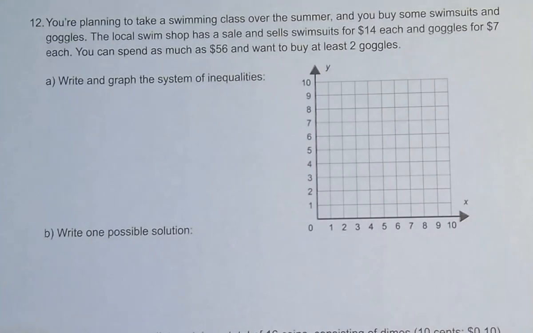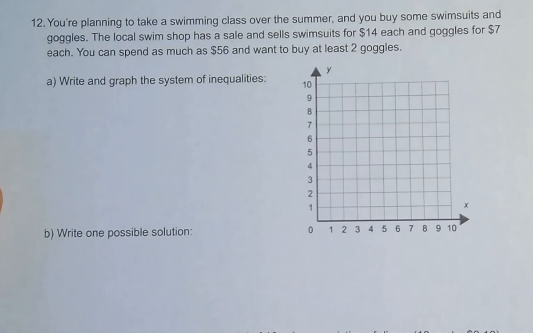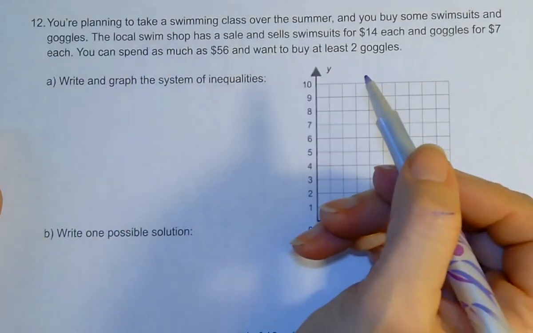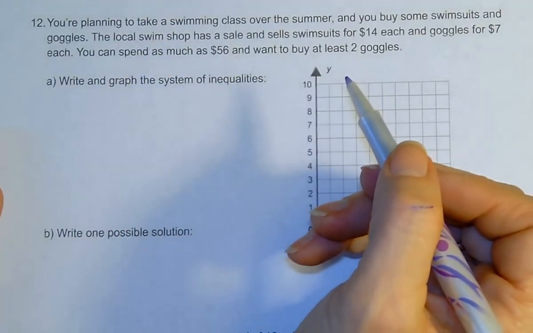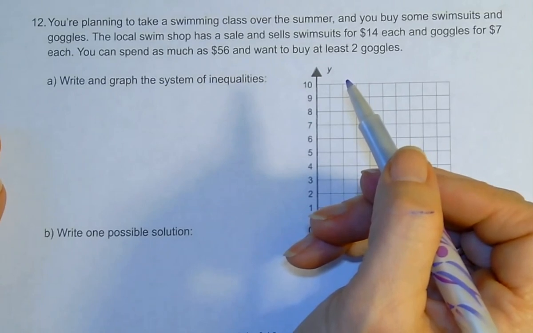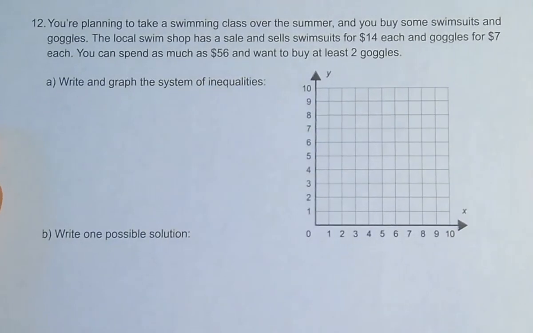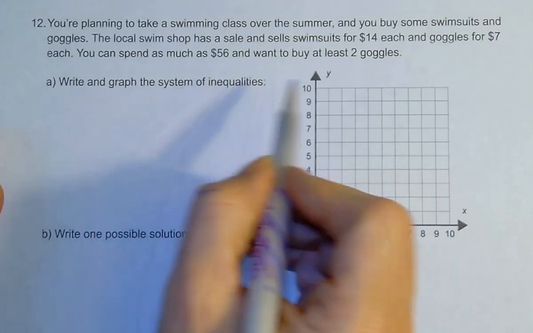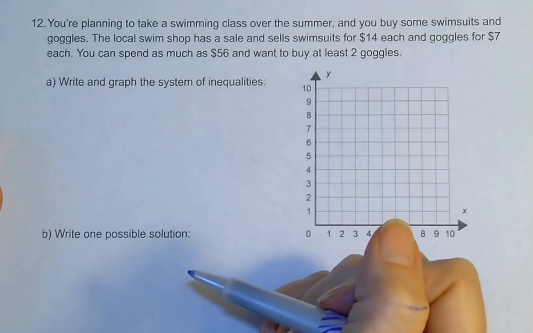All right, and there was a typo on probably the version that I handed out to everybody, but I have now fixed it. We're going to a local swim shop, not a local swim ship. So they're having a sale. They have swimsuits that are $14 each and goggles that are $7 each. We can spend as much as $56, and we need to buy at least 2 goggles.